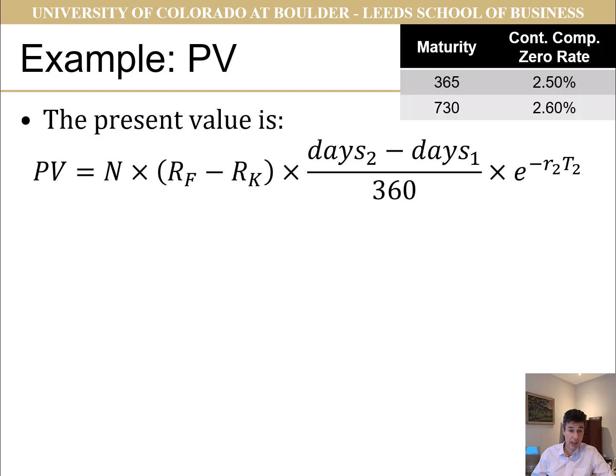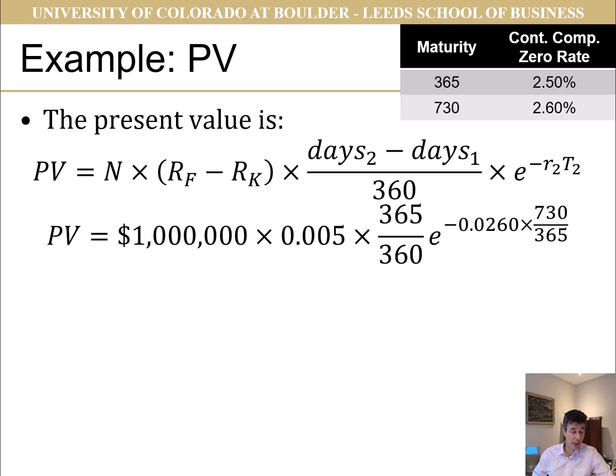Alternatively, we can use the second pricing formula, which is N times RF minus RK times days 2 minus days 1 over 360 times e to the minus R2 T2. Now notice I've changed the sign of RF minus RK. In the original one, when we were lending, it was RK minus RF. Now we're accepting a deposit, it's RF minus RK. What we have to be careful about is just making sure our signs are correct.